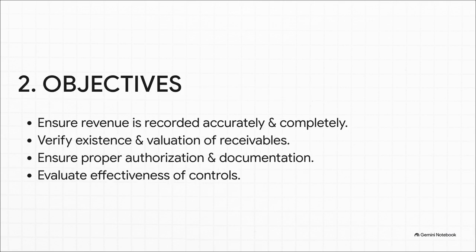Now, as auditors, what are our main goals when looking at this cycle? First off, we absolutely have to ensure revenue is recorded accurately and completely. Second, we verify the existence and valuation of receivables, basically making sure the money people owe us actually exists and is worth what we claim it is. Third, we need to guarantee proper authorization and documentation for every single transaction. And fourth, we evaluate the effectiveness of the controls in the process. A really practical example of this is when an auditor checks to make sure a huge credit sale corresponds to a real, fully vetted customer, not just some phantom account created to artificially inflate the numbers.